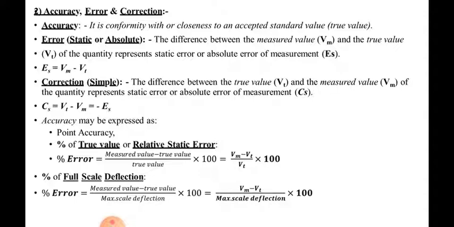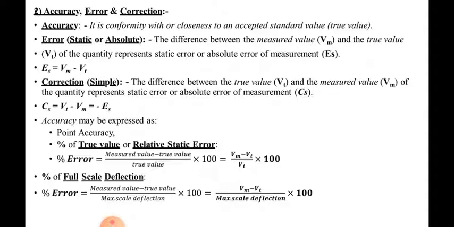So in case of error, it is measured value minus true value, and in case of correction, it is true value minus measured value. So minus es represents the correction required in the measurement, and error is represented by the difference of measured value and true value.